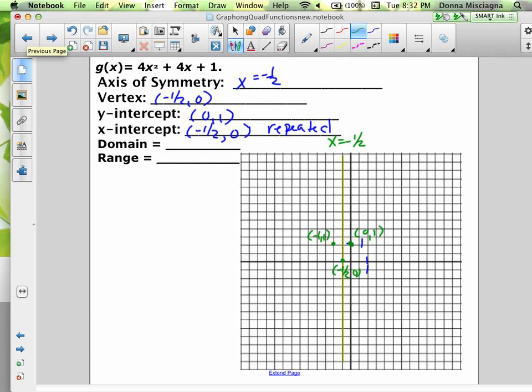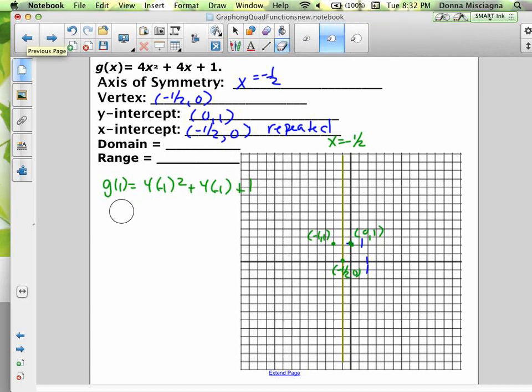So g of 1 would be 4 times 1 squared plus 4 times 1 plus 1. That's 4 plus 4 plus 1. Oh, I hope it's going to fit on our graph. I guess I should have chosen a negative 1, because that wouldn't have been so far away. That'll never fit on our graph, because that's going to be 18 boxes. Let's just make it a negative 1.